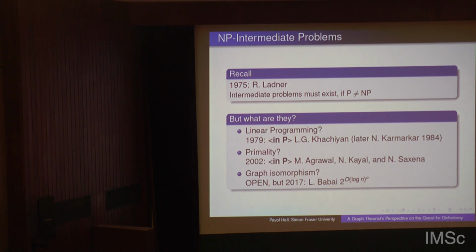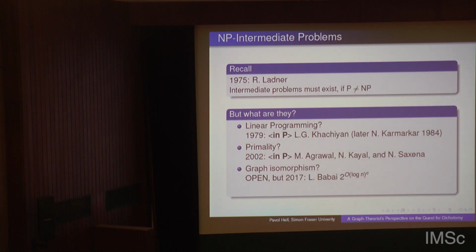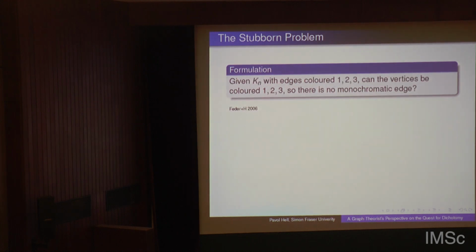Now, I had a similar experience, or I had some experience with this, because Feder and I studied a problem that we thought, oh, here is a problem that could actually be intermediate. It's really a neat problem, and I will describe it to you. So you have a complete graph whose edges are colored by 3 colors. And now you want to color the vertices also by 3 colors, so that you don't get an edge of color I, both of whose endpoints are also colored I.